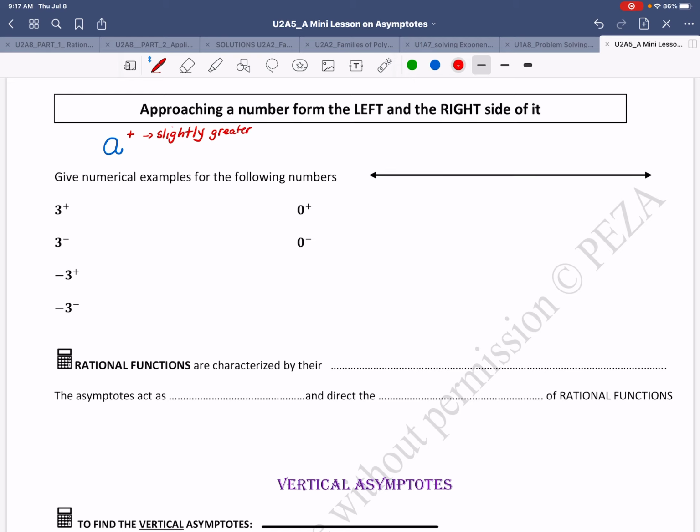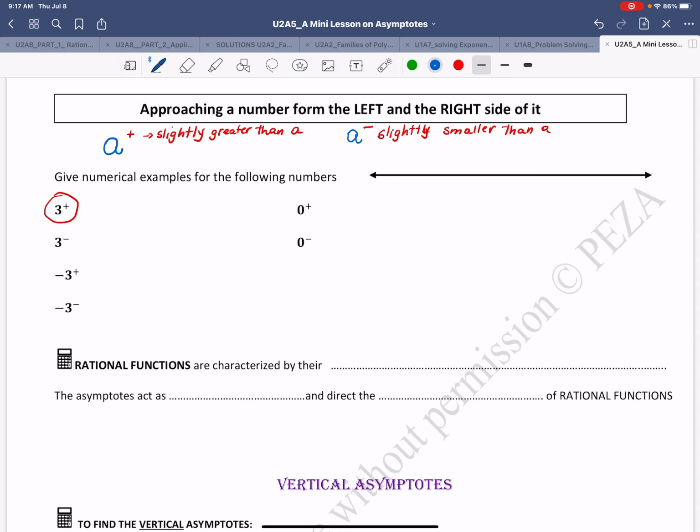Let's use a fancier word. And when we say A minus, it means slightly smaller than A. So let's take a look and see how they work with real numbers. So I took as examples some positive and some negative numbers. So I'm going to get started with 3 plus.